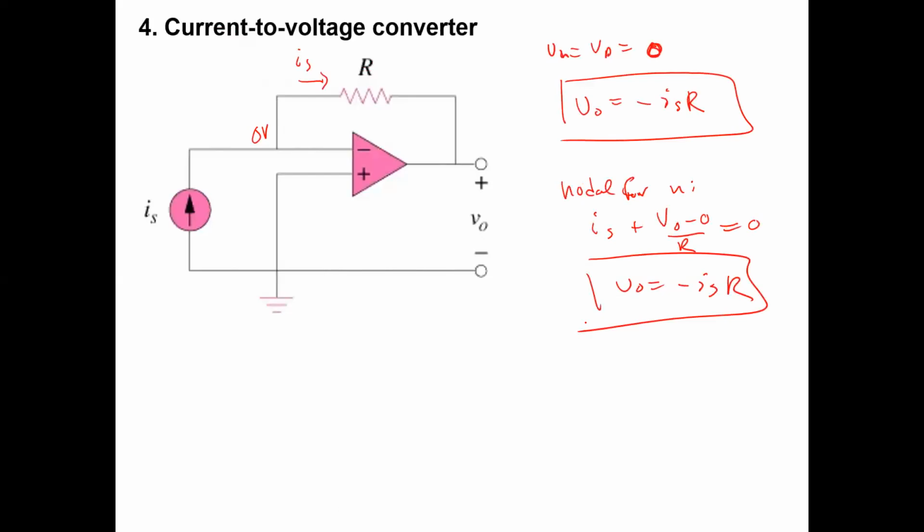So this takes a current source and turns it into a voltage, or any kind of current that you're trying to maybe monitor, and it'll turn it into a voltage that's proportional to that current. There's a sign flip as well, but that can be helpful, and you can always run that into another inverting amplifier to flip the sign back to positive again.